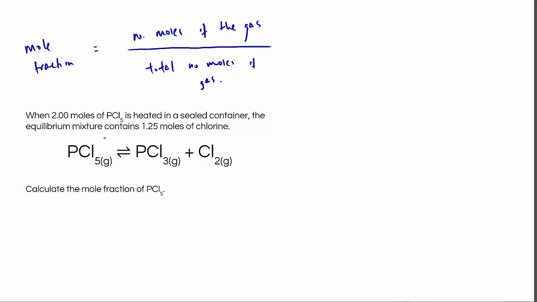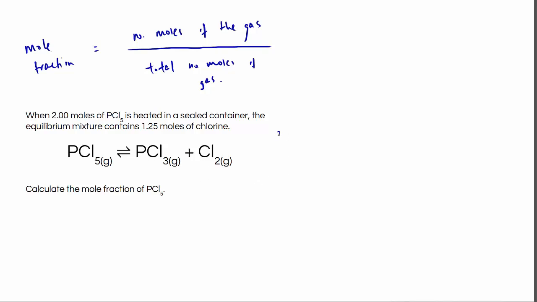So this question, nice simple one. It's not tying into Kp as such, but it's just getting us to calculate the mole fraction of PCl5 in this case. Now, we're told that when 2 moles, I like this question because it's got a bit of work that has to be done within it. So we're told that when 2 moles of PCl5 is heated, so initially we just have PCl5 here, phosphorus pentachloride, when it's heated in a sealed container, 2 moles of it, the equilibrium mixture contains 1.25 moles of chlorine. That is important. Now that chlorine has come from the decomposition of our PCl5. Now, if PCl5 has decomposed to produce 1.25 moles of chlorine, it must also have produced 1.25 moles of PCl3.